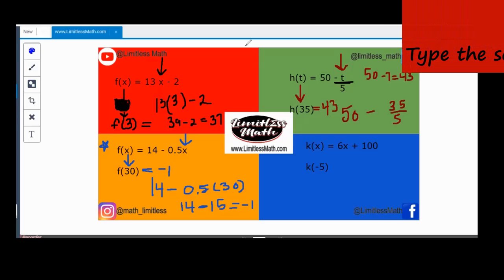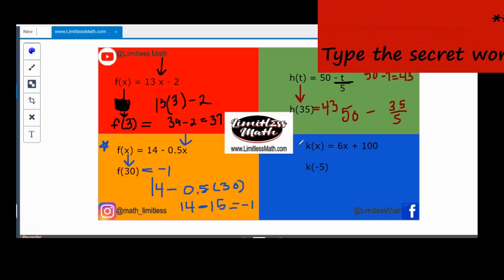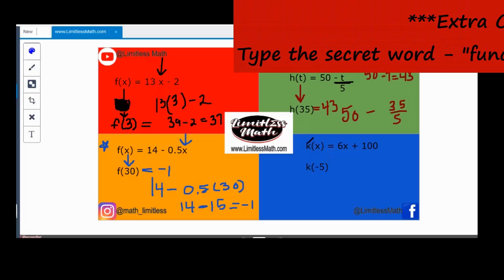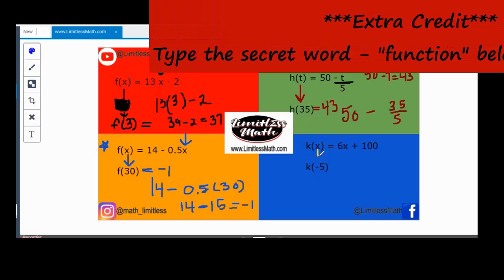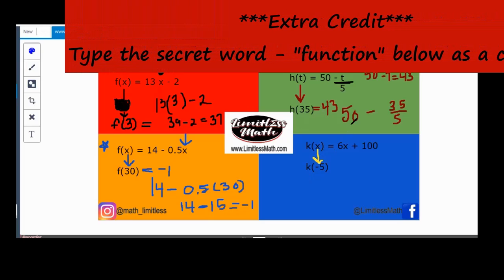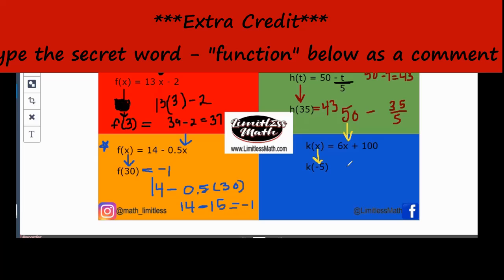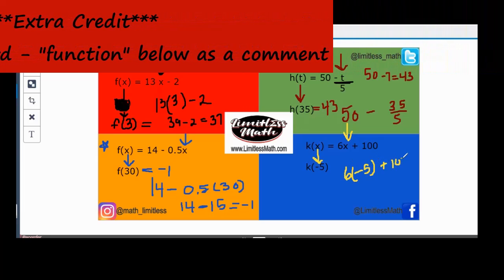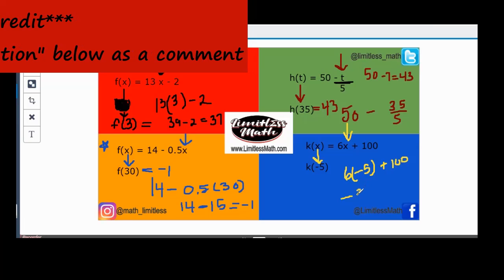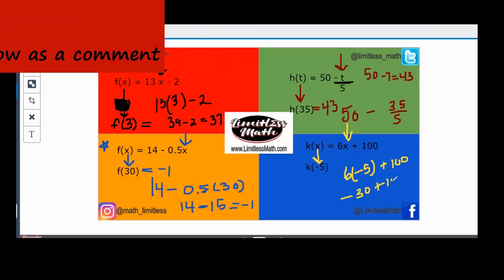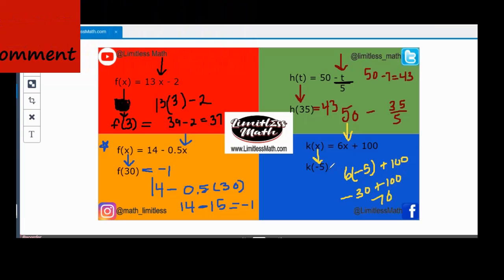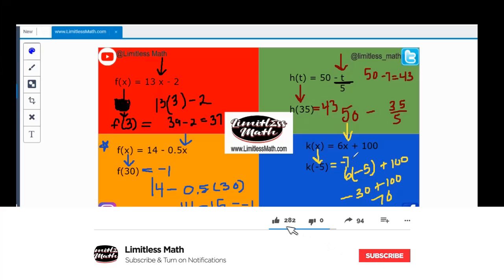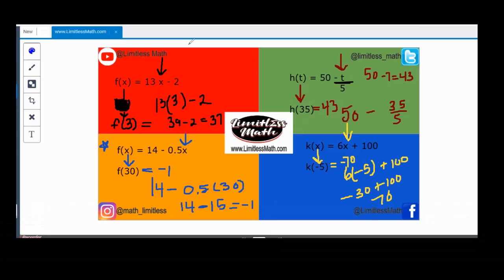Last one, we will take a look at k of x. Again, k is our function, x is our input value, and we are replacing the x with a negative 5. You do the same thing. So we'll do 6 times negative 5 plus 100. 6 times negative 5 is negative 30, plus 100 gives us a value of 70. So k of negative 5 is positive 70. Okay? And that is how we evaluate functions.